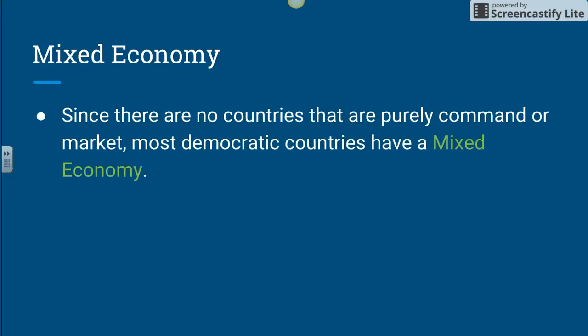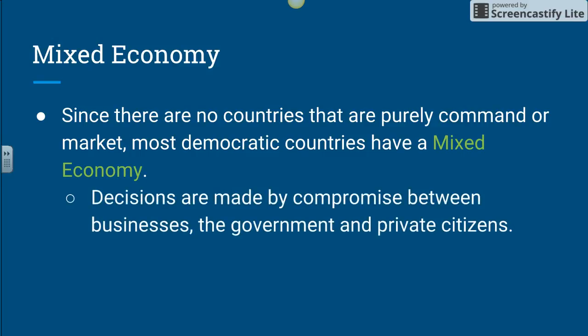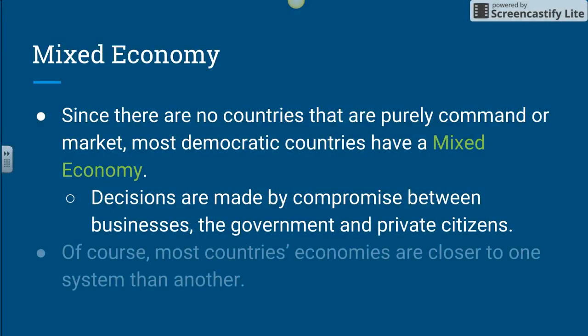Our fourth type of economy is a mixed economy. Since there are no countries that are purely command or market, most democratic countries have a mixed economy. And in a mixed economy, decisions are made by compromise between businesses, the government, and private citizens. Most countries' economies are closer to one system or another. So, for example, they're closer to a command economy or they're closer to a market economy. But most democratic countries have a mixed economy.